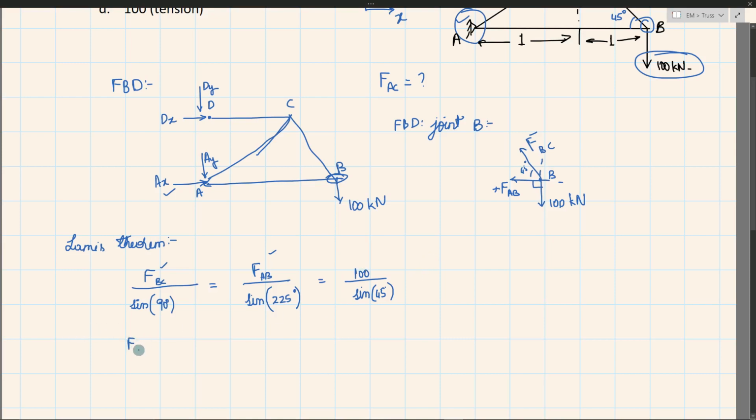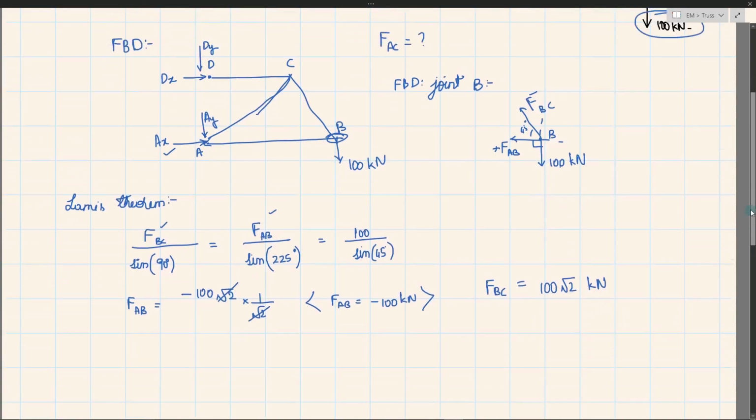Upon simplification, we will be having FAB is equal to minus 100 root 2 into 1 by root 2. Root 2 will be cancelled. FAB will be equal to minus 100 kilonewton. Also FBC will be equal to, again we have 100 root 2, here sin 90 is 1, so FBC is equal to 100 root 2 kilonewton.